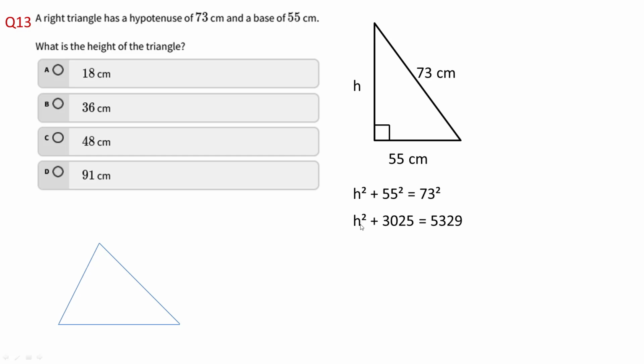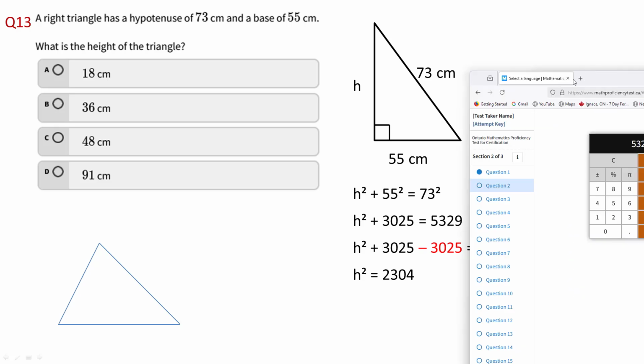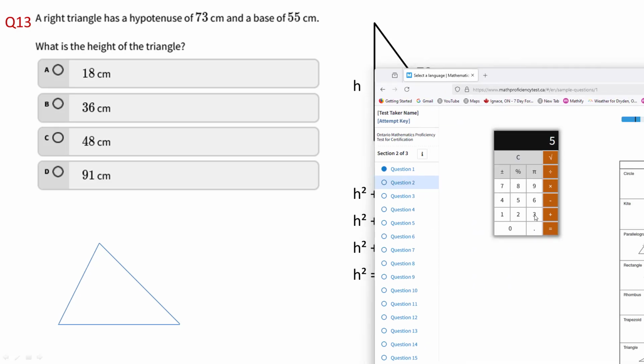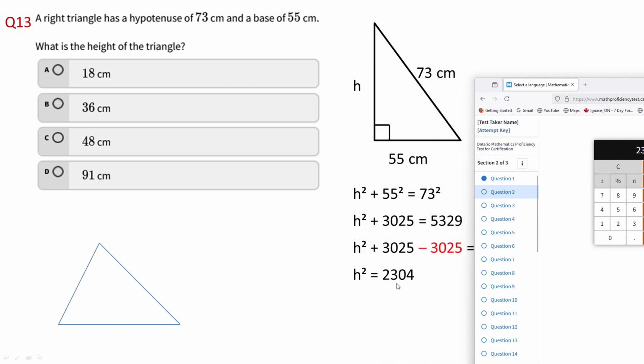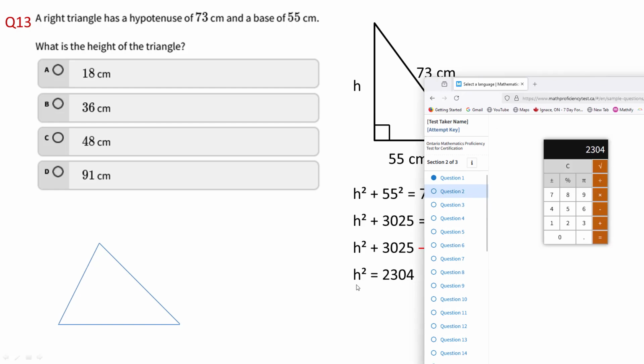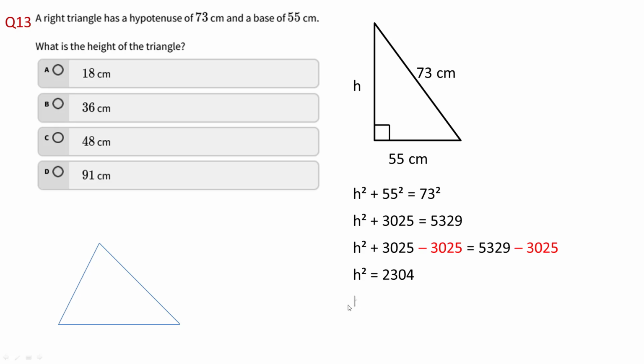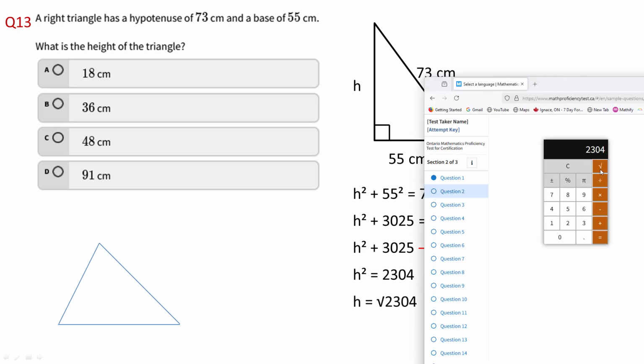So I want to isolate h squared, so I want to get rid of this 3025. I would take that away from both sides. So that's gone. So we just have h squared on the left, and 5329 minus 3025 on the right. This is what we would do. Clear. 5329 minus 3025. Okay, so 2304. That's the value that you get. And then in order to solve for h, I'll take the square root of that.